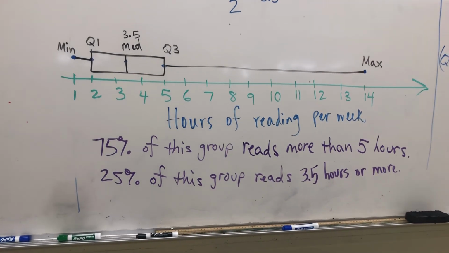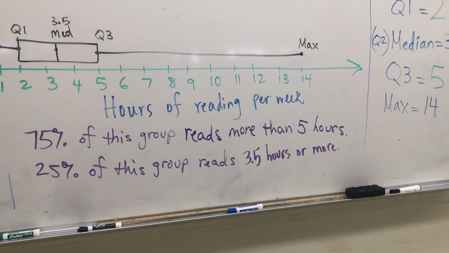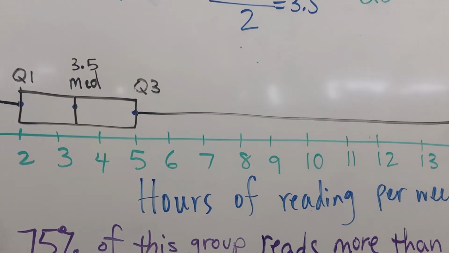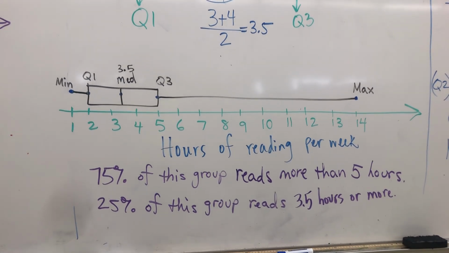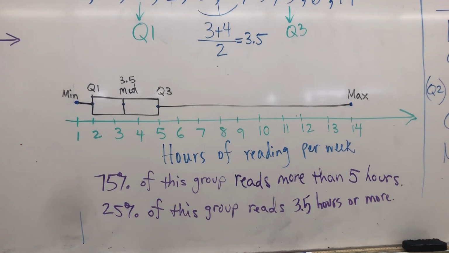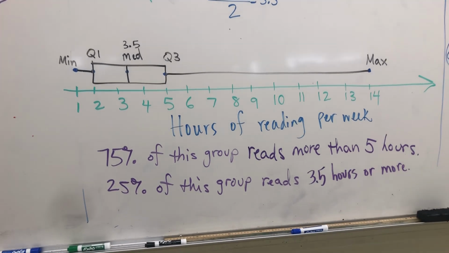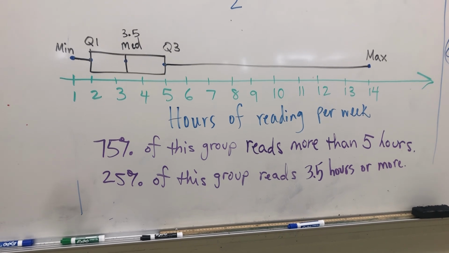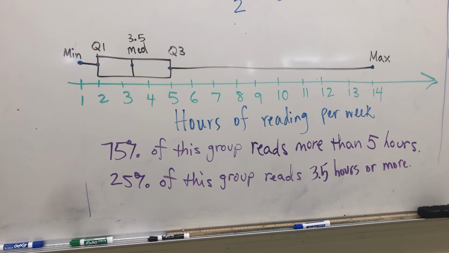There is a sentence here that says 75% of this group reads more than 5 hours. So if we look at the 5 hours, that's Q3 to maximum. That's only 25%. So 25% of this group reads more than 5 hours. So that first statement is wrong. It's false. And if I change 75% to 25%, then it will work.